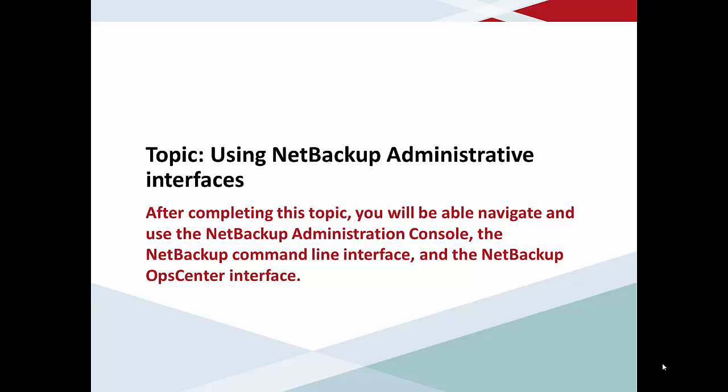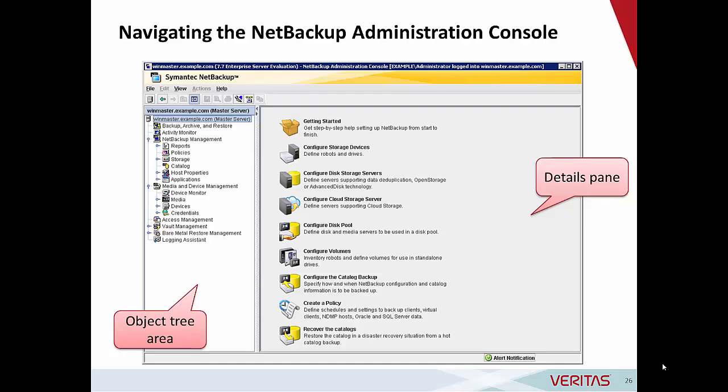This is the Using NetBackup Administrative Interfaces topic. The NetBackup Administration Console is the main point of management and configuration for NetBackup. Note that in version 7.7 and later of NetBackup, there is only a single Administration Console version, the Java console, for all supported NetBackup platforms. The Administration Console is broken up into two views. On the left-hand side, the Object Tree area is where you can select objects, and based on the object that you've selected in the Object Tree area, details and tasks will appear on the right-hand side in the Details pane.